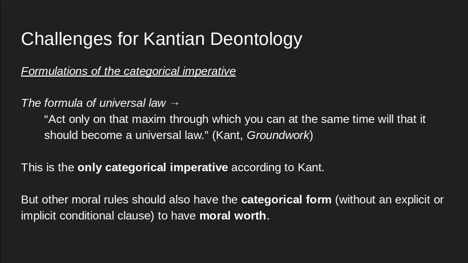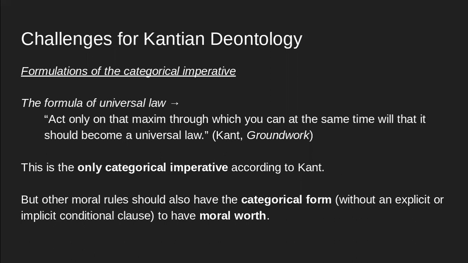So let me read it again. Act only on that maxim through which you can at the same time will that it should become a universal law. For us, it might be a somewhat oddly worded sentence, but we have gone through some of the terminology here. We talked about what maxim means. It more or less means a principle for Kant. So you should act on a certain principle, and through that principle, you should at the same time will. And will is, as I said in the previous class, a particular terminology that Kant uses. But for our purposes, let's assume that it just means want for the time being.